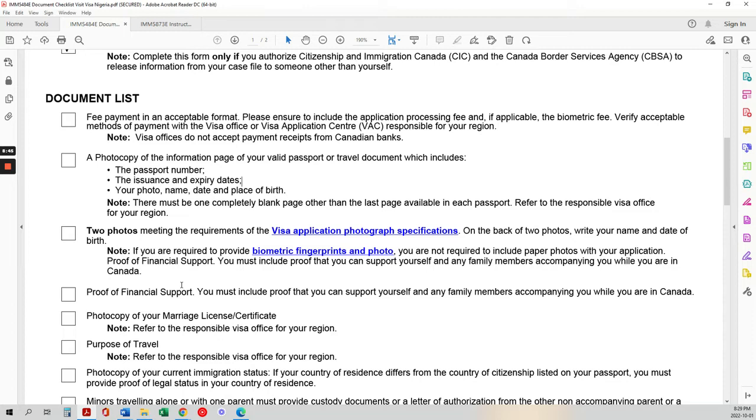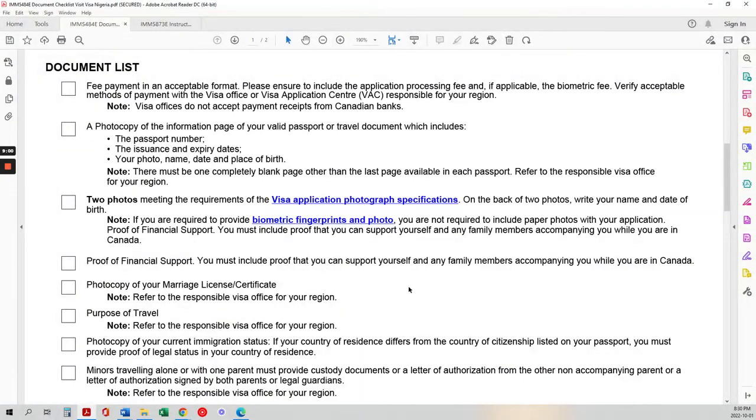A photocopy of your marriage license or certificate. You may refer to the responsible visa office of your region. Now here's one: the purpose of your travel. I always encourage people when I have worked with them to make sure that you know why you're going, because they're going to want to know why you're going. They're going to want to have it outlined, play by play, an itinerary of what you're doing. They want to know that you've really thought out your vacation or whatever the case may be.